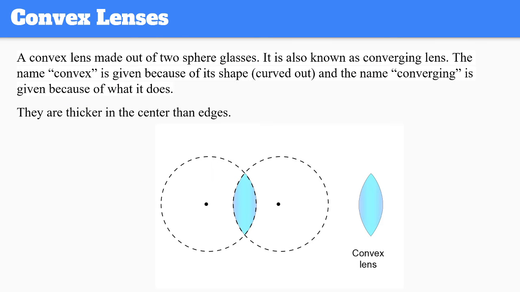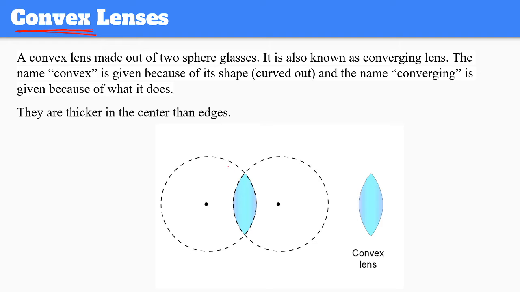Alright, convex lenses. The names are again going to be a little bit confusing because we're going to use convex lens and convex mirrors. They're going to have the same names, but the properties will be the exact opposite. So let's go over it.